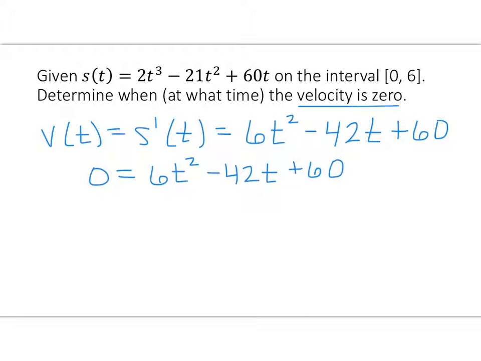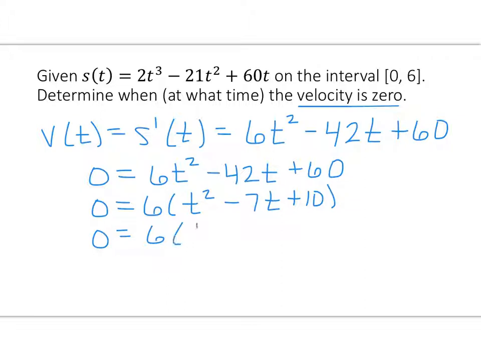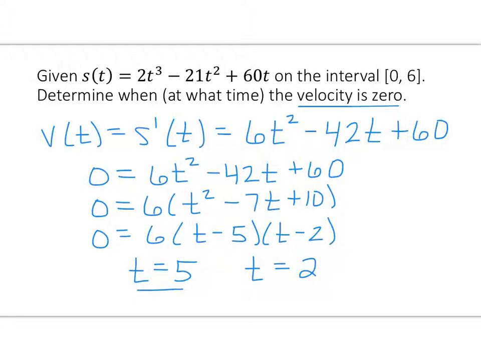In order to solve this, I'm going to factor out my GCF, which is 6. So I'm left with t squared minus 7t plus 10. I can keep factoring, so I have 6 times (t minus 5)(t minus 2), and when I solve, I find that the time is equal to 5, or the time is equal to 2. Both of these are in my interval 0 to 6, so that means there are 2 spots at which that position function has a velocity of 0. So t equals 5 and t equals 2.